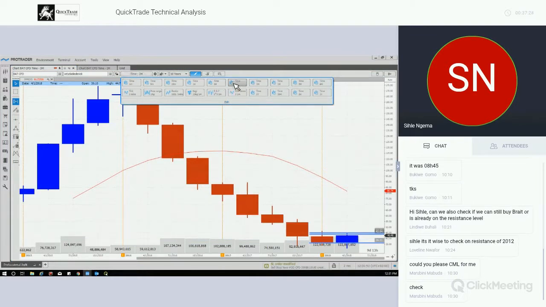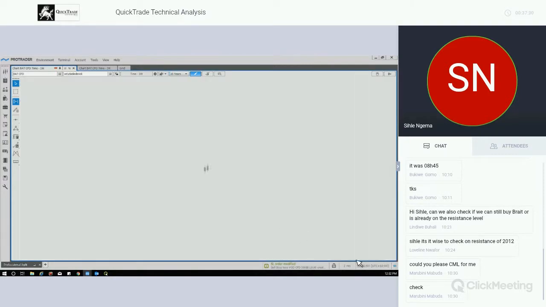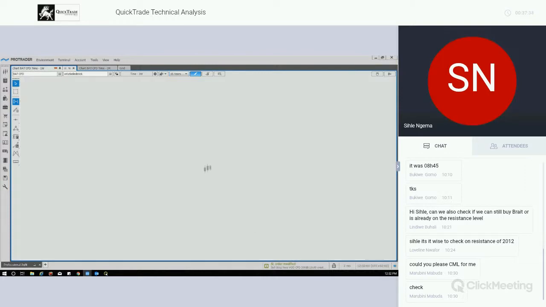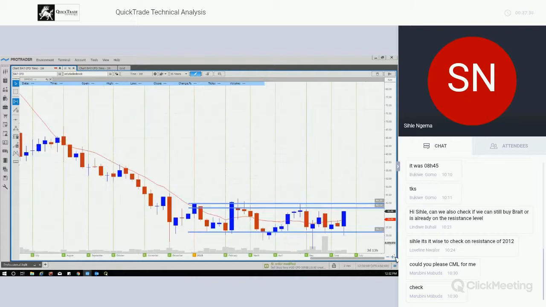Okay, let's look at our daily time frame now. Okay, we can even look at the weekly. I know that the weekly is looking positive. The weekly time frame, guys, is looking positive. You can see we've been trading in this channel since the beginning of 2018. This channel here.